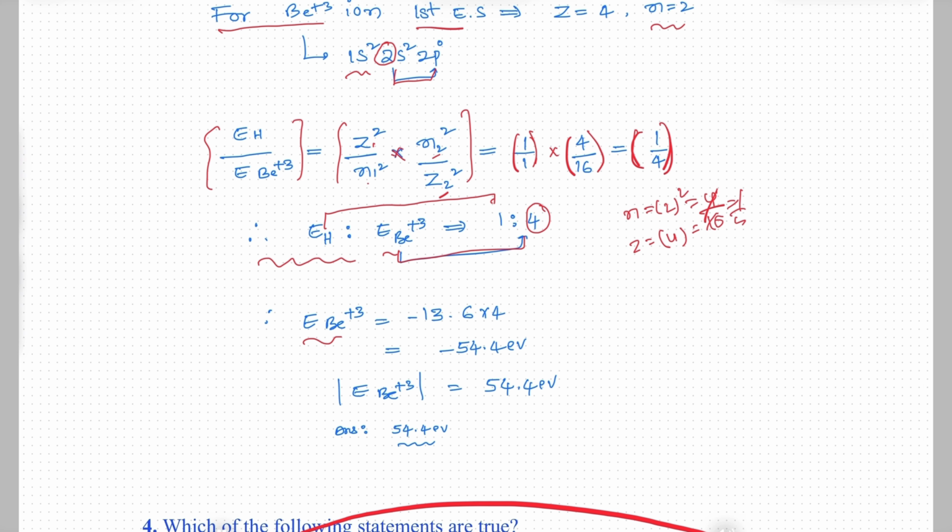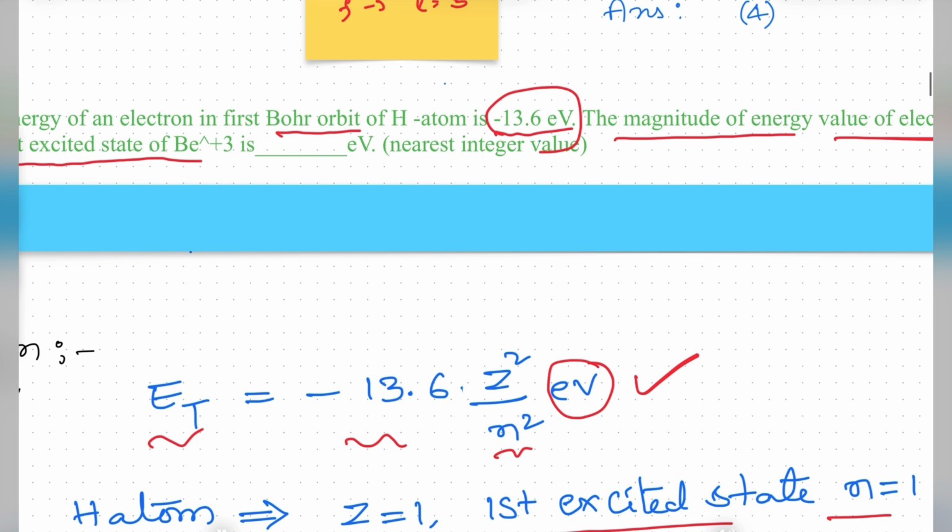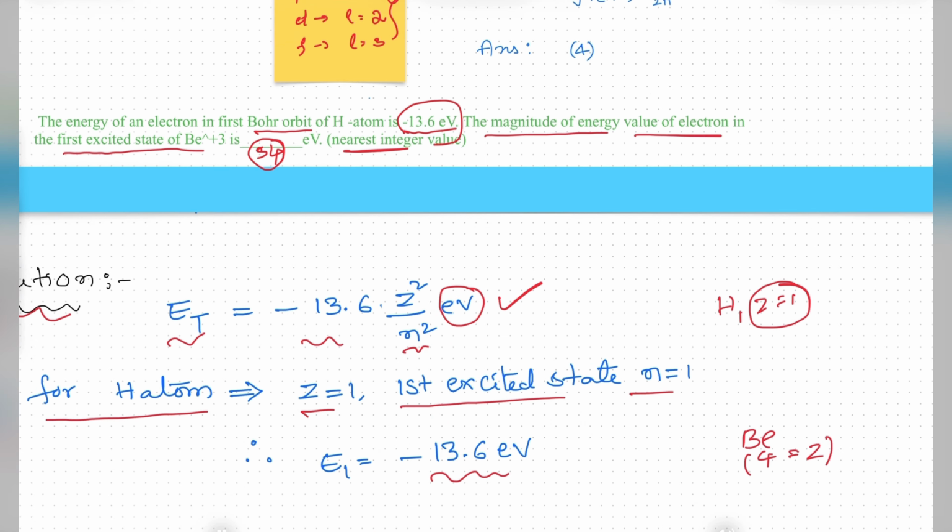That is, how many times? 4 times. Therefore, the minus sign, the modulus, that value should be taken as positive. That is 54.4. So it is a numerical problem. Therefore, as we just discussed, 54 is your answer. Nearest integer means 54 is your answer.